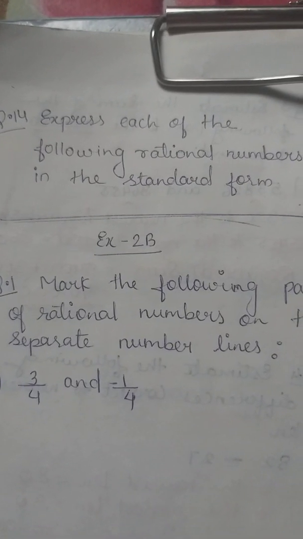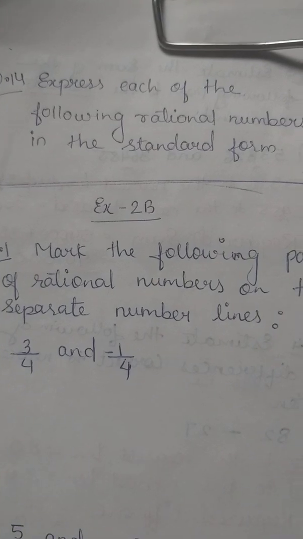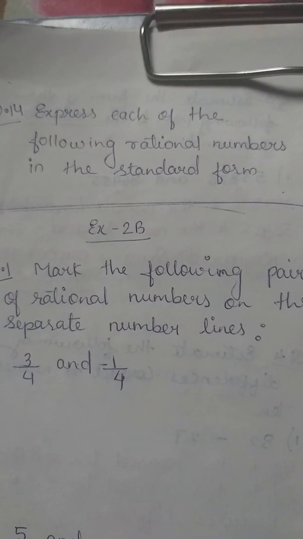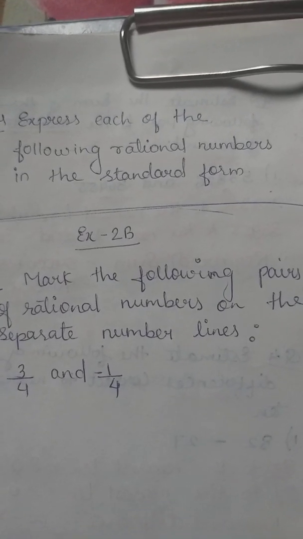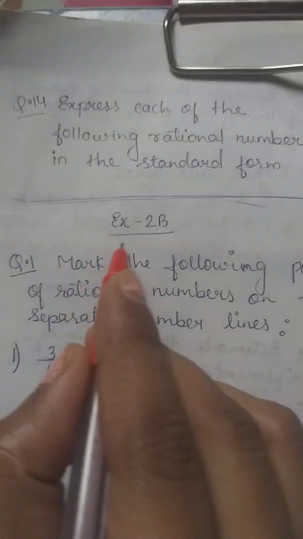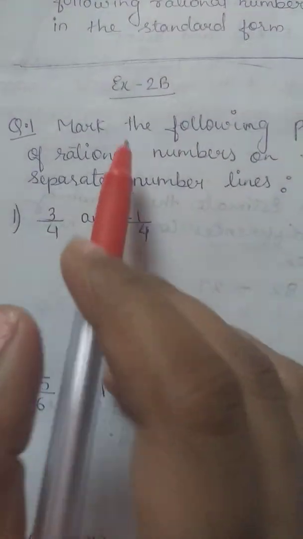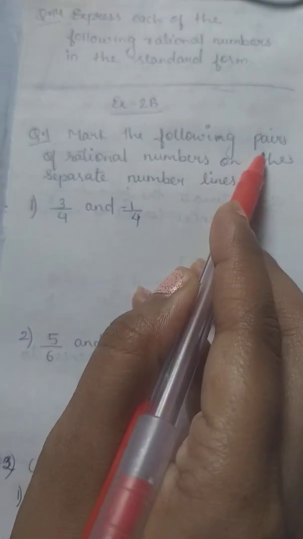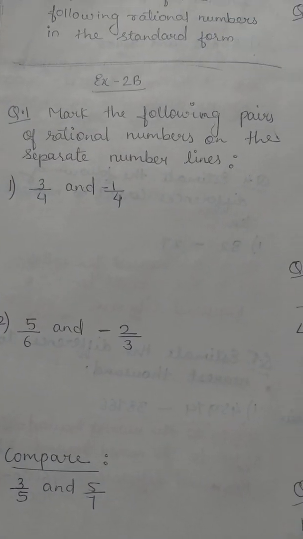Hello students, good morning. In the last lecture I made you understand how to plot a rational number on a number line. So we're going to start solving a few sums based on that. Exercise 2b, question number 1: mark the following pairs of rational numbers on separate number lines.